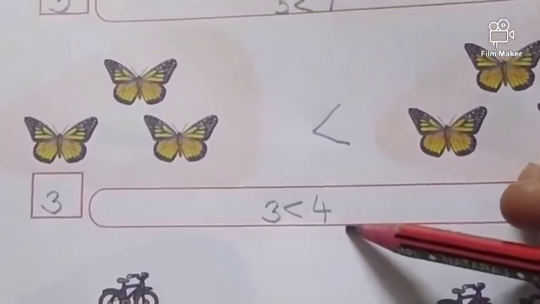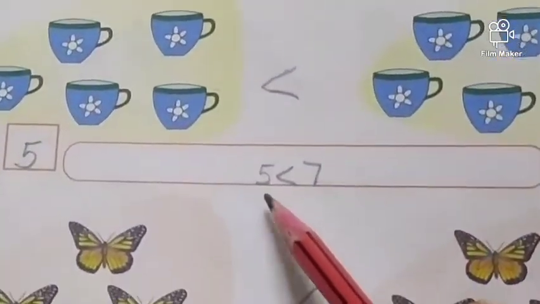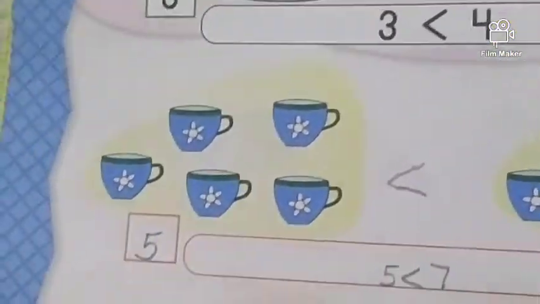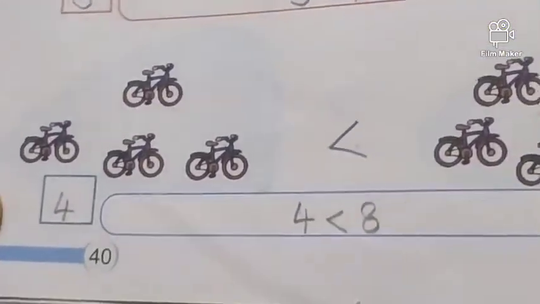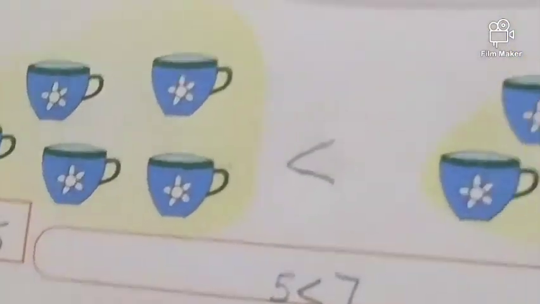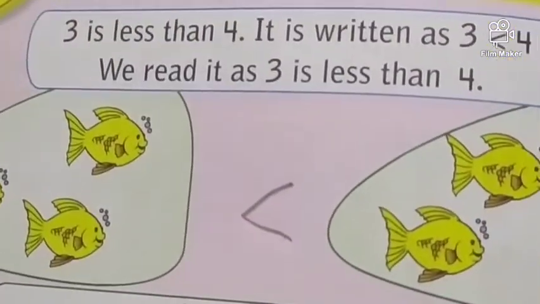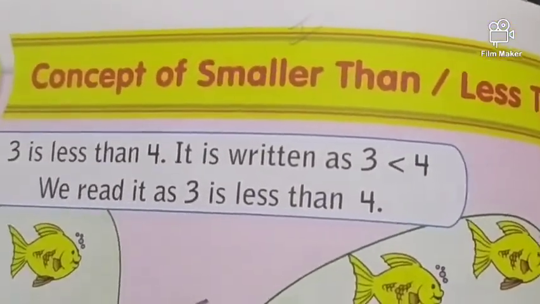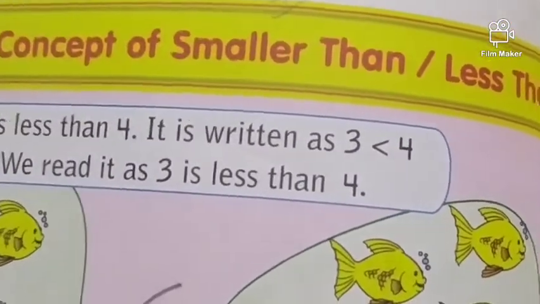3 is lesser than 4. 5 is lesser than 7. 3 is lesser than 4. Okay. So do it in the book. Understood? Lesser than, concept of smaller than and lesser than. Okay.